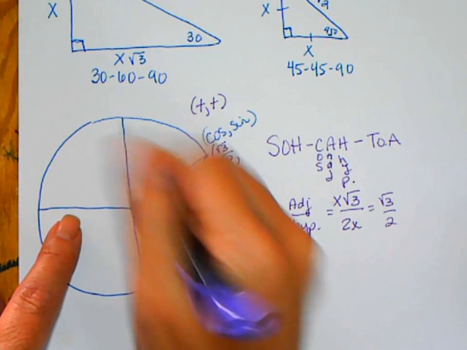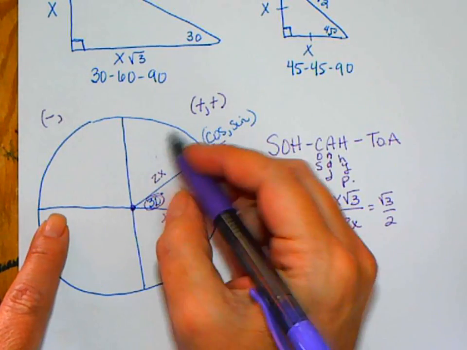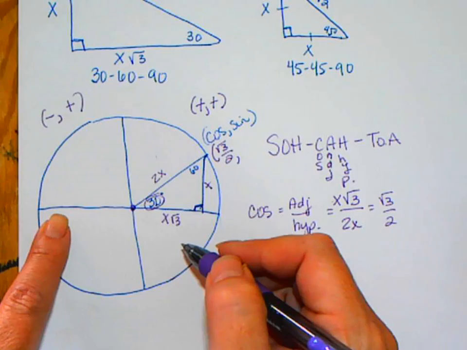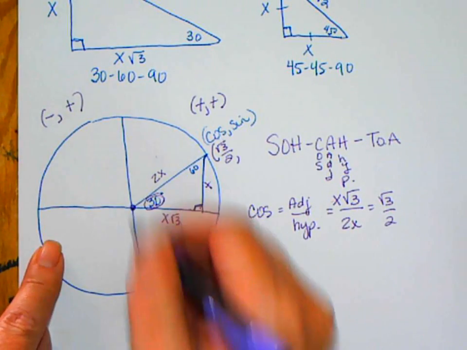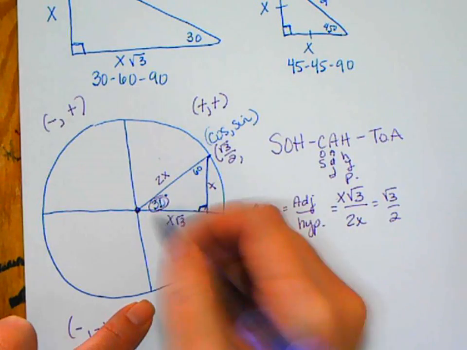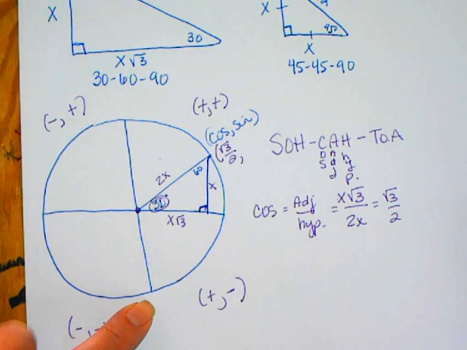In quadrant 2, your x's are negative. This is just like if this was on a piece of graph paper, and your y values are positive. In quadrant 3, your x's are negative and your y's are negative. And in quadrant 4, your x's are positive and your y's are negative.